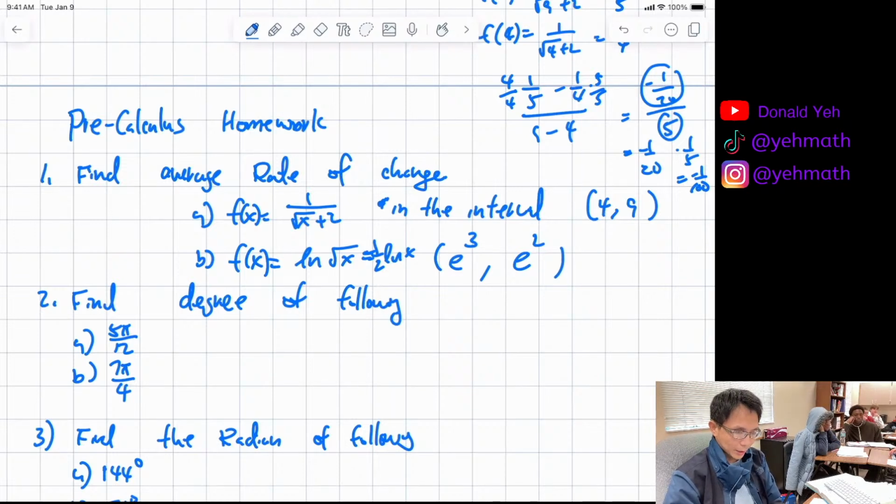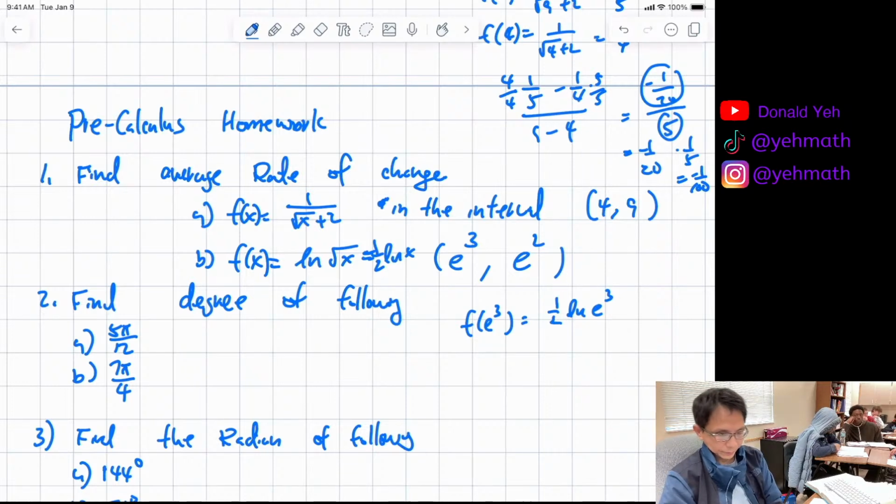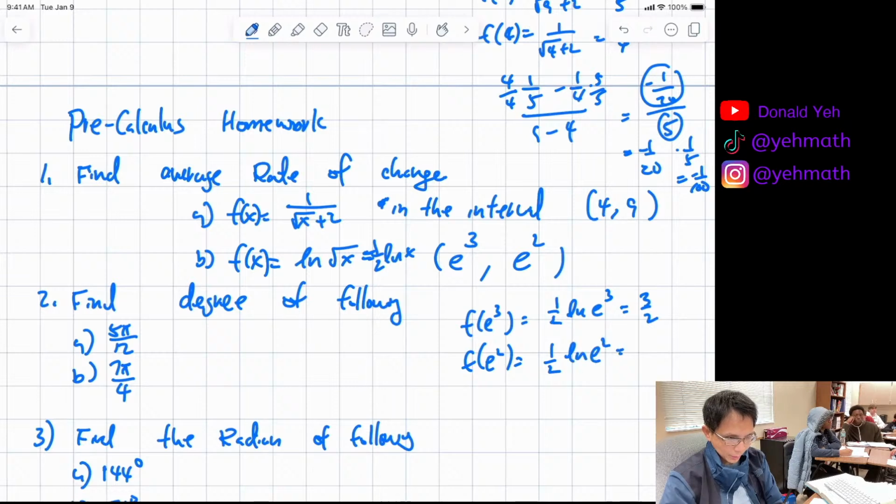And can I plug in f of e to the 3? That means 1/2 natural log e to the 3rd. That becomes 3/2. Is that okay? Because the natural log and e cancel. f of e squared is 1/2 ln of e squared, that's equal to 1. So it'll be 3/2 minus 1 over e to the 3rd minus e squared.